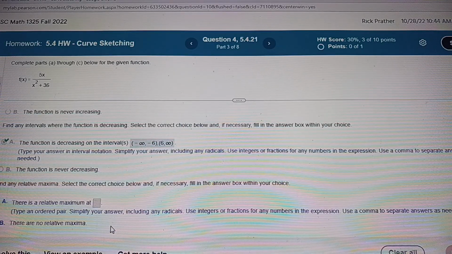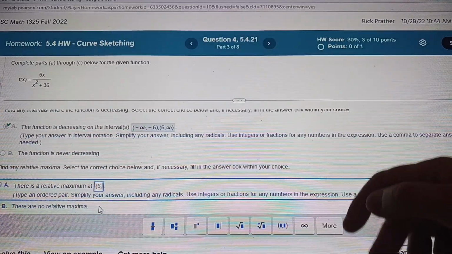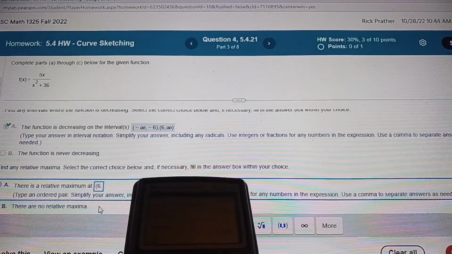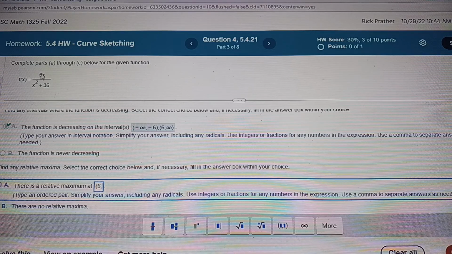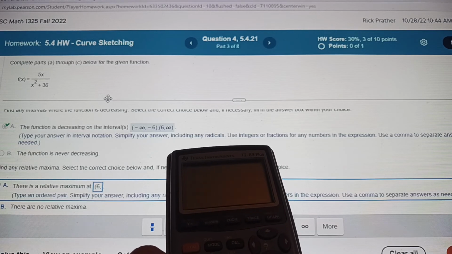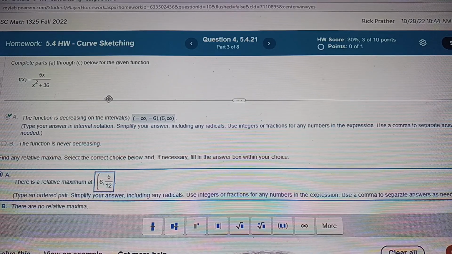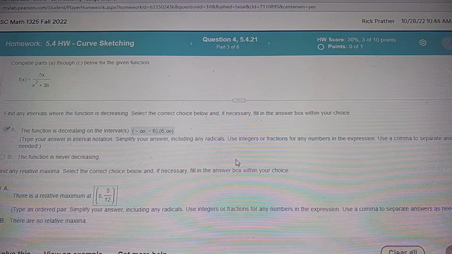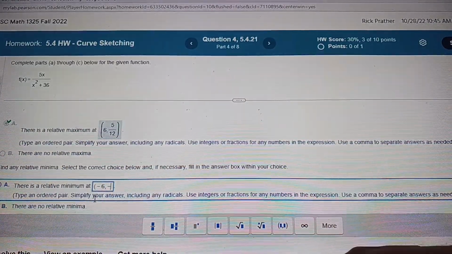There is a relative maximum at 6, and we're going to have to put it in as, what did I say it was, 36. Plug 6 into the original problem. The top would be 30, and the bottom would be 72. 30 divided by 72 reduces to 5/12. So they're always going to want simplified fractions. And then that means the minimum is at -6 and -5/12.